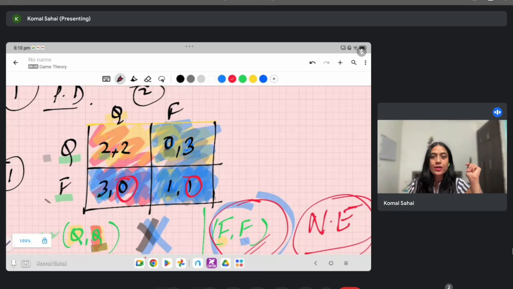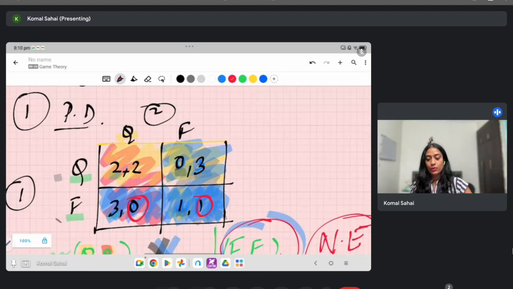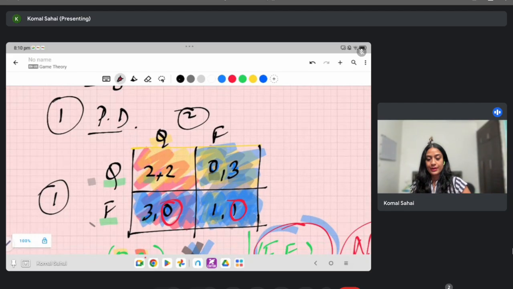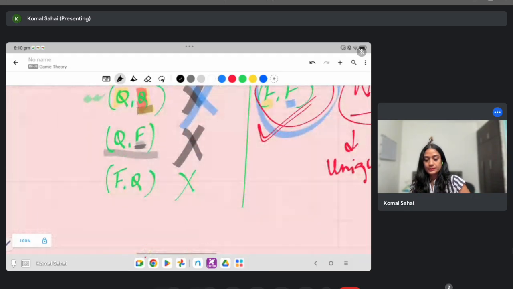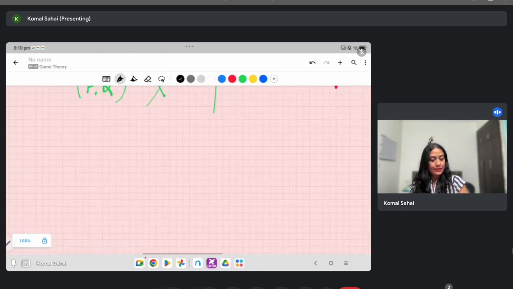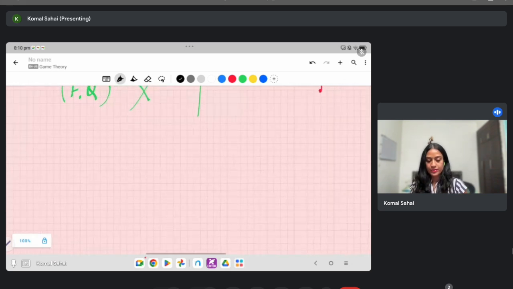Got it? Right? So what we are doing is we are putting ourselves in the shoes of every player and evaluating every possible outcome, thinking whether either player can benefit by deviating, right? Okay. Now let's go ahead and do another example. The second example is your Battle of the Sexes, or the Bach or Stravinsky one.